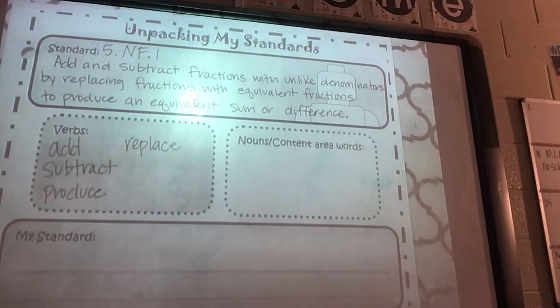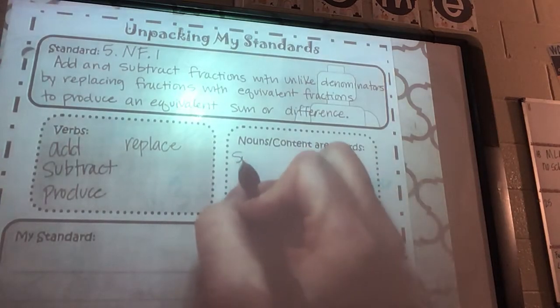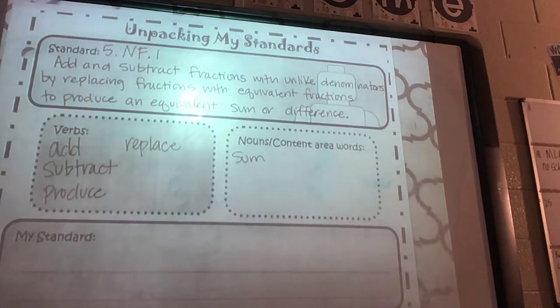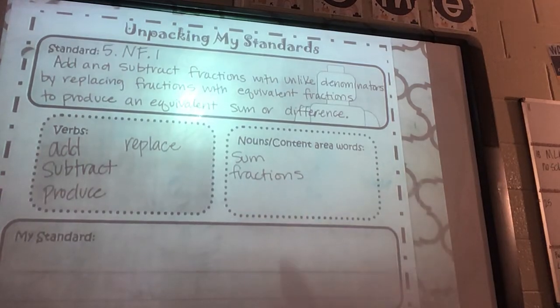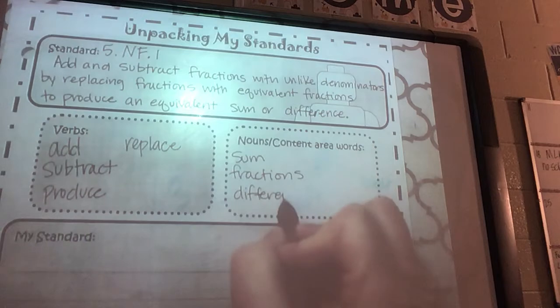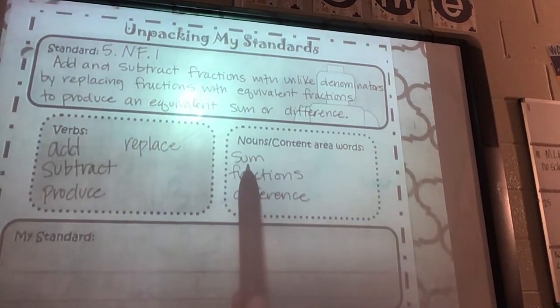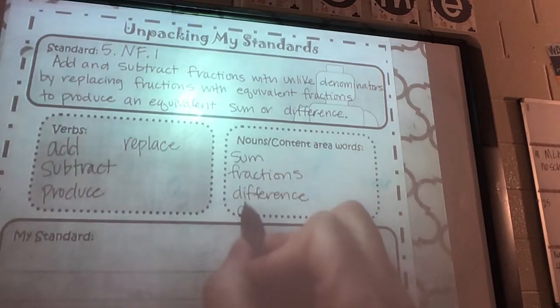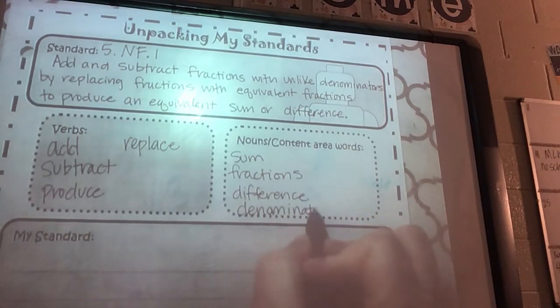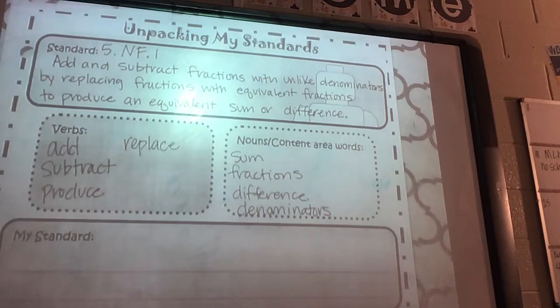Raise your hand if you can tell me one of them. Sum. Fractions. Difference. Real quick, what does sum mean? Sum means adding, an addition answer. And difference is an answer to a subtraction problem. Okay, any other words you see there that would be important nouns or content area words? Denominators. Okay, anything else? Equivalent. Good one.